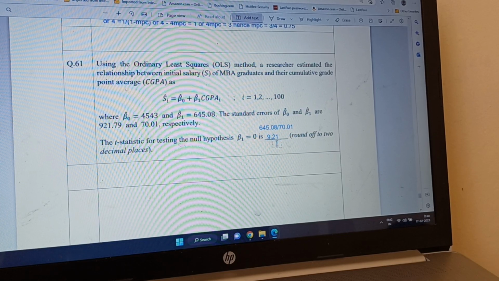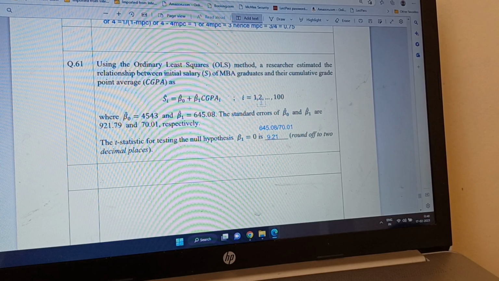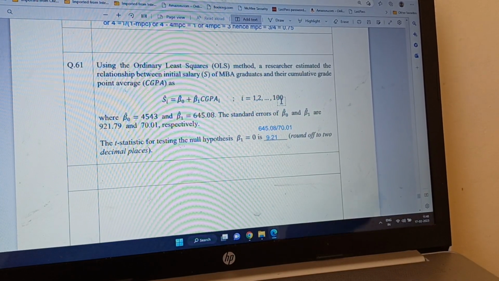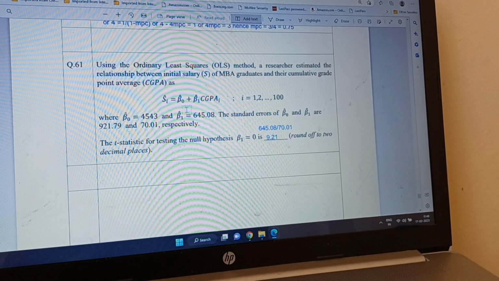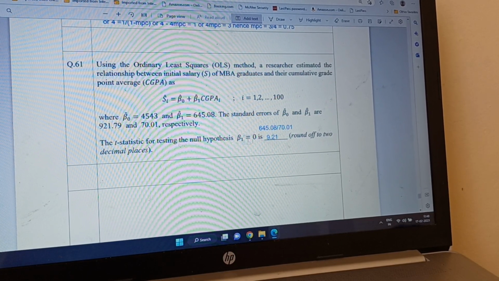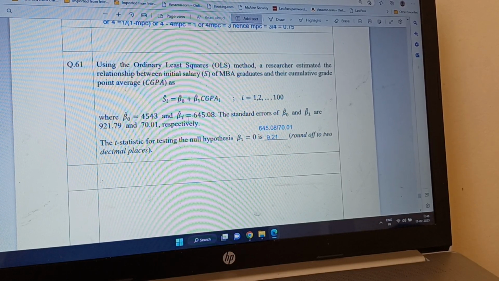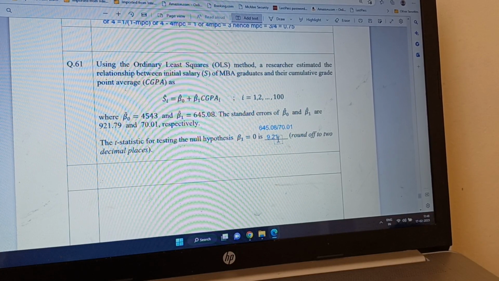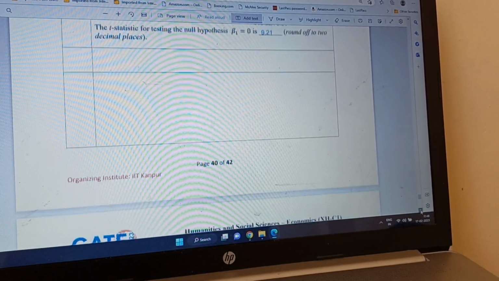Since it is much more than 2, it is highly significant, and we would only need to compare it with 1.96. But it is not asking all those things. It is the T statistic we have to calculate. So the T statistic is beta 1 divided by its standard error. Not many people know this, though actually it is not a very difficult question if you know it.